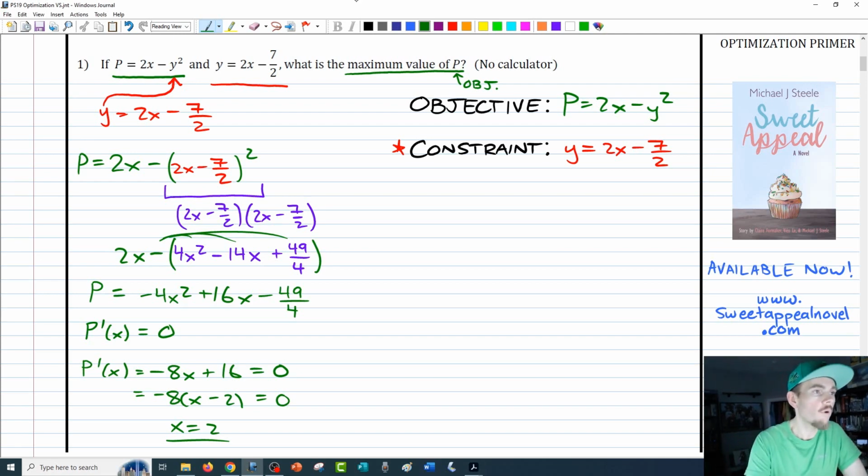So now, before I go forward and plug it in and check it and try to make sure it's the correct value, I need to actually make sure that it is a maximum.